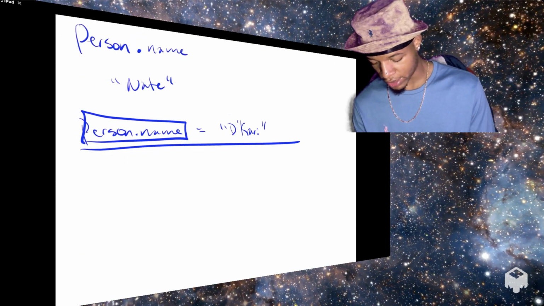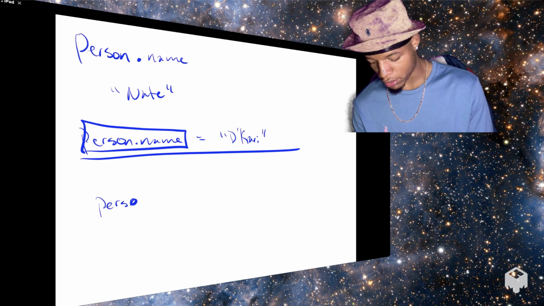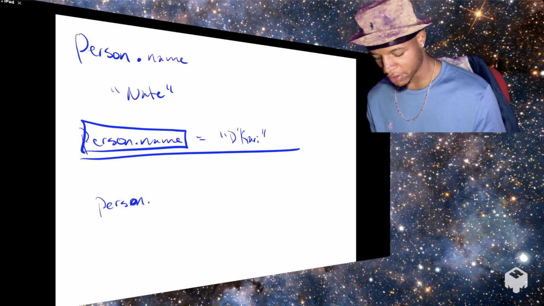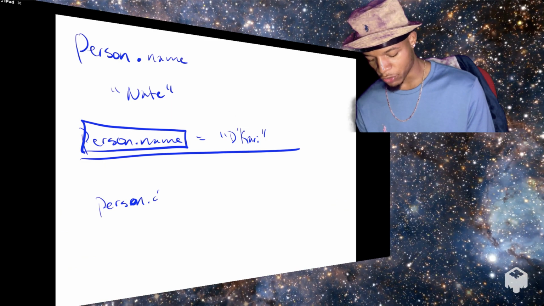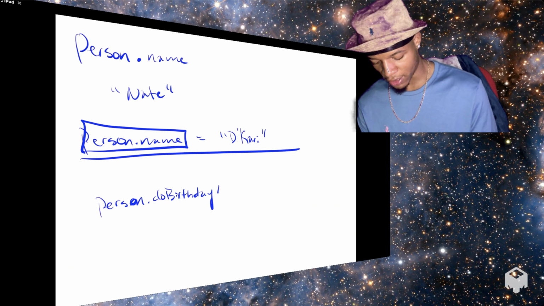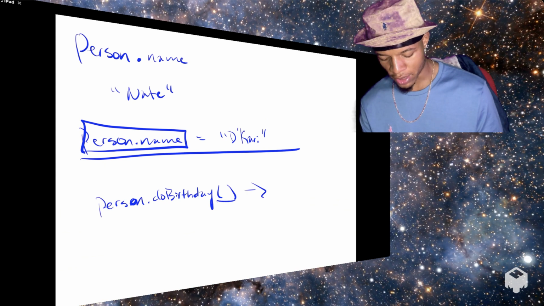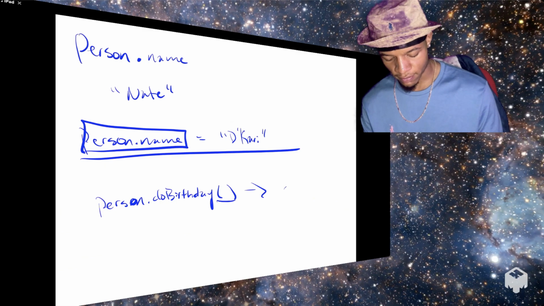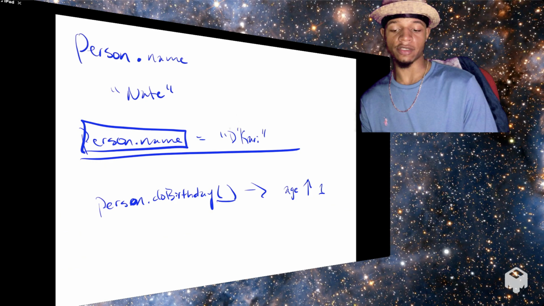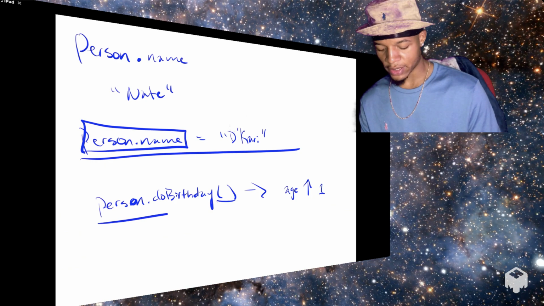And then I could say person. I could call on the person's action. And we haven't learned how to call on the action just yet. But you can say person dot do birthday, because remember, it has that action. And you put the parentheses like this. And what this will do is increment age by 1. Age goes up by 1, right? And so that's what do birthday does.